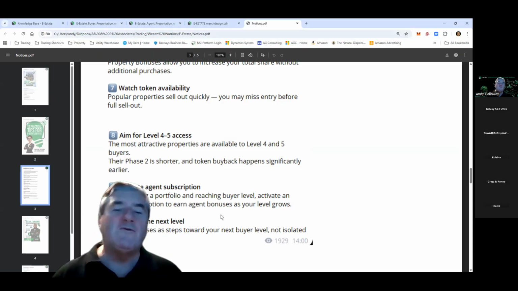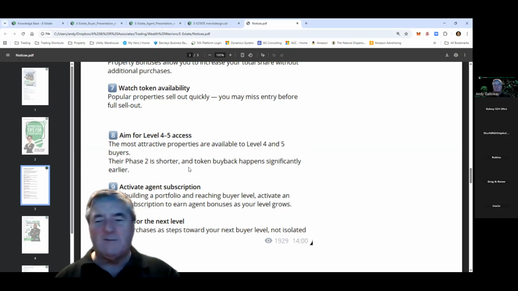Aim for level 4/5 access, because they give you the best returns. Now, yes, you need more money to play in that game, but you also make a lot more money. Phase 2 is shorter, and token buyback happens significantly earlier. Okay, so you get your money back much sooner.